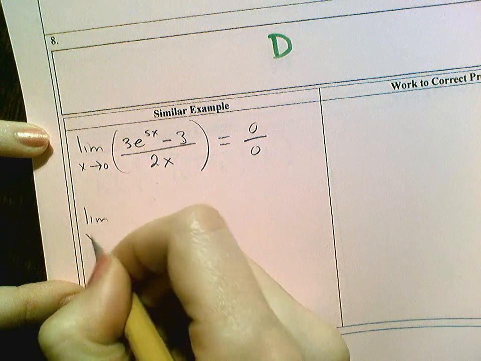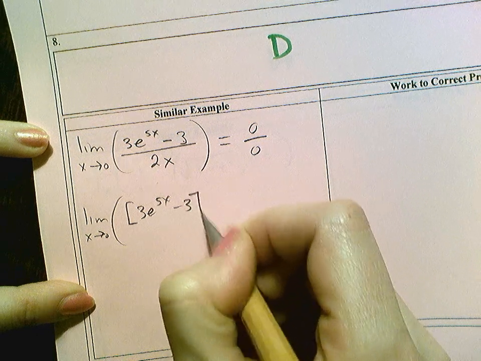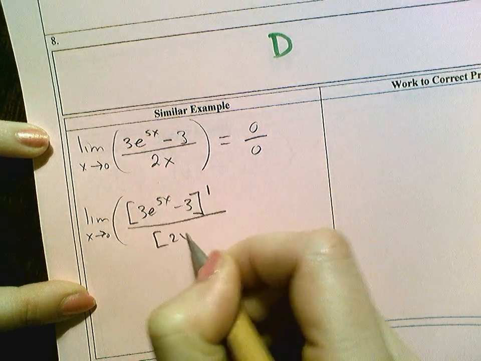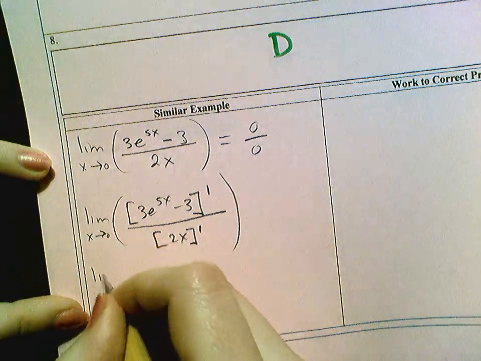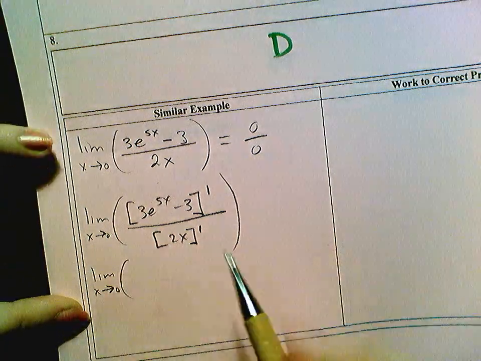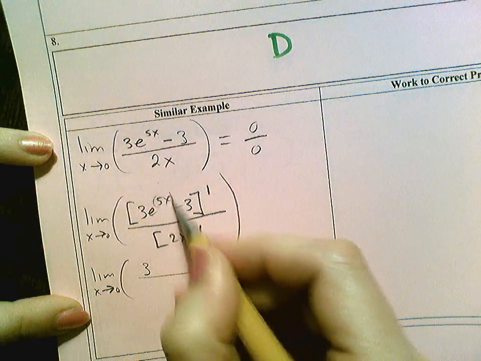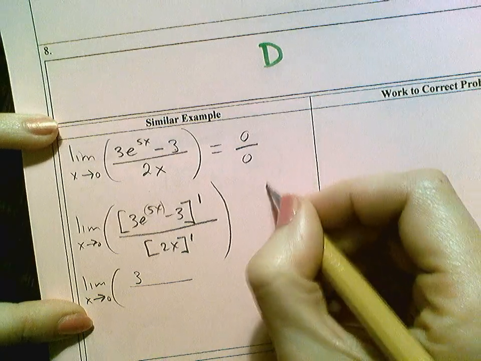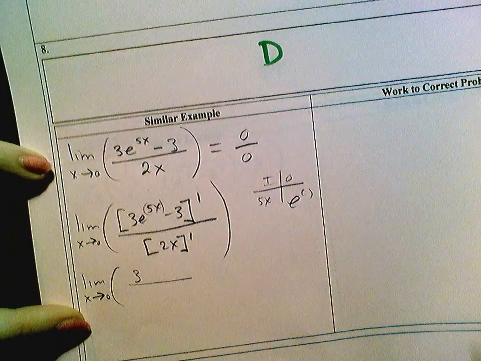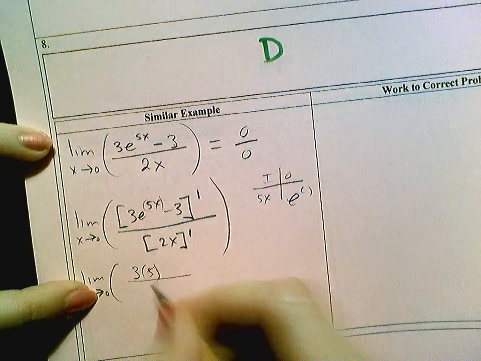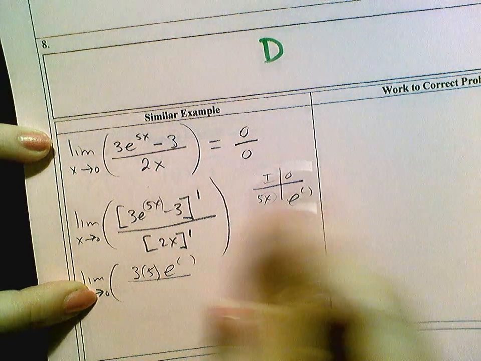So we're going to do the limit as x approaches 0 of the derivative of the numerator over the derivative of the denominator. Now, for the numerator, I just bring down this 3. And then for e to the 5x, you need to think of inside, outside. The inside is 5x, the outside is e to the blank. So the derivative of 5x is just 5. The derivative of e to the blank is just e to the blank, but then 5x goes back in.